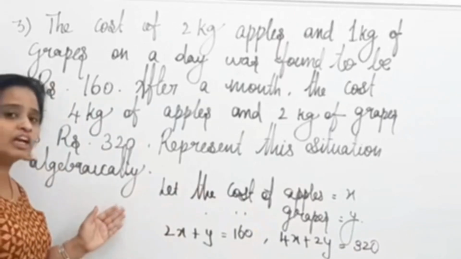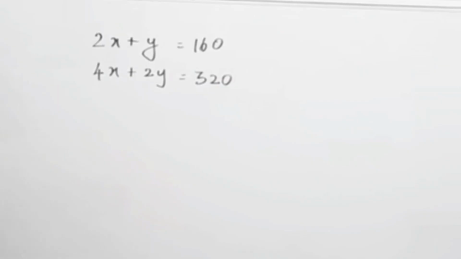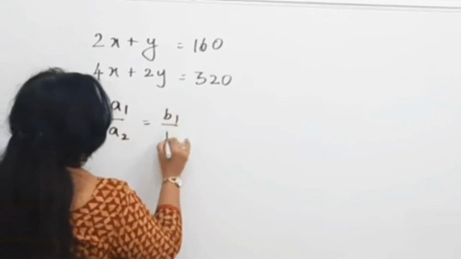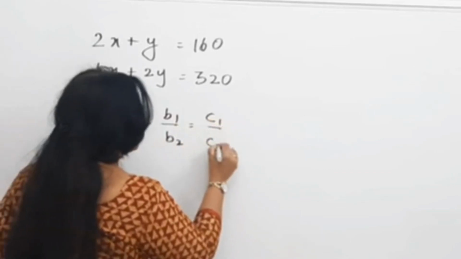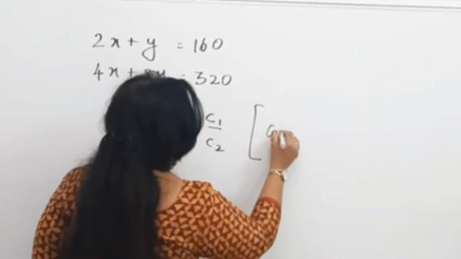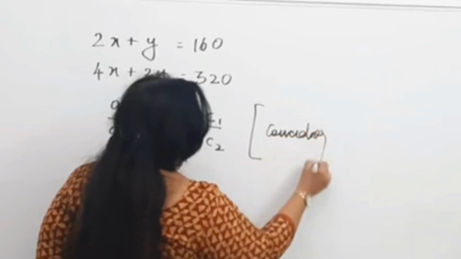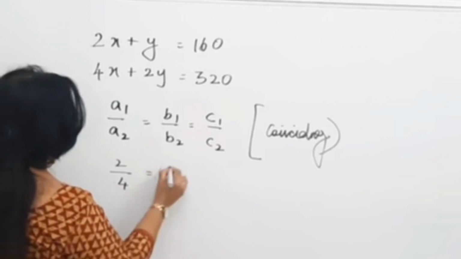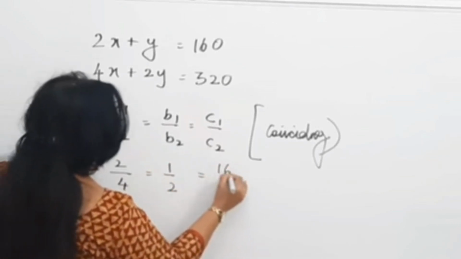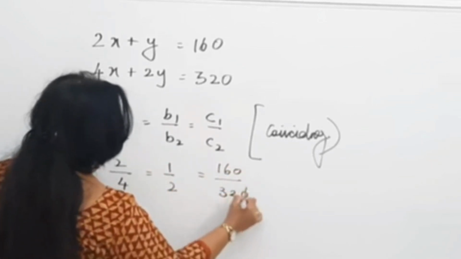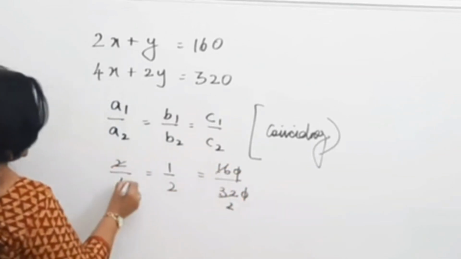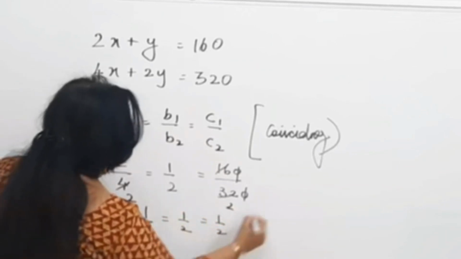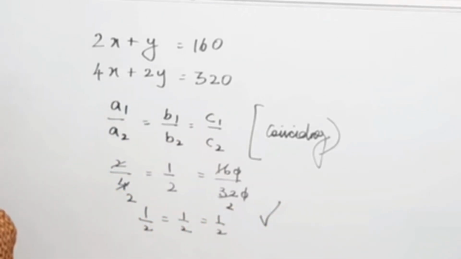Now I have to check my ratios. Children, we are going to write the ratios, that is a1 by a2 is equal to b1 by b2 is equal to c1 by c2. It is for coinciding. So I'm going to check what this gives. That is 2 by 4 is equal to 1 by 2 is equal to 160 by 320. The zeros get cancelled, and 2 gets cancelled. That means all my ratios are equal. That means it is a coinciding pair of linear equations.